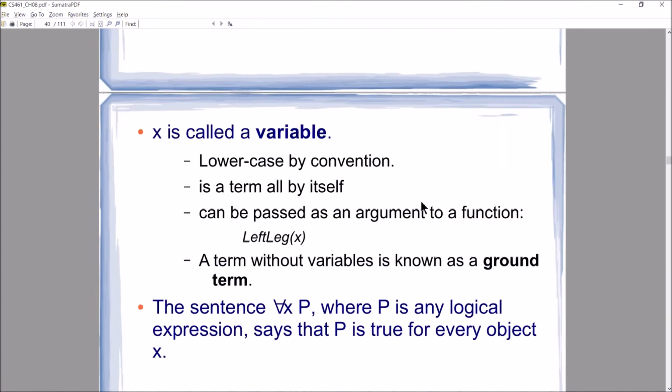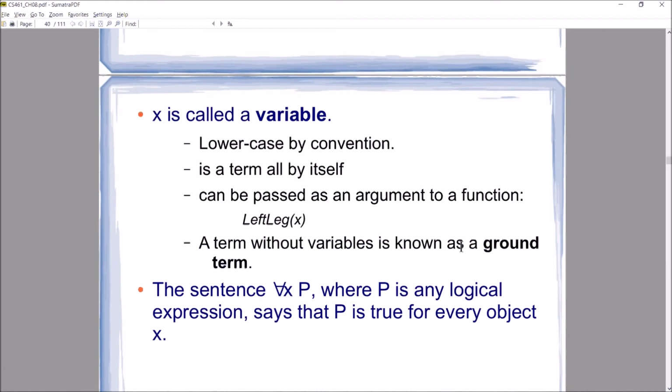Now x in that sentence is known as a variable. By convention, variables are lowercase. They're considered terms all by themselves, and they can be passed to functions, such as left leg here. If you have a term without variables, that thing is known as a ground term.